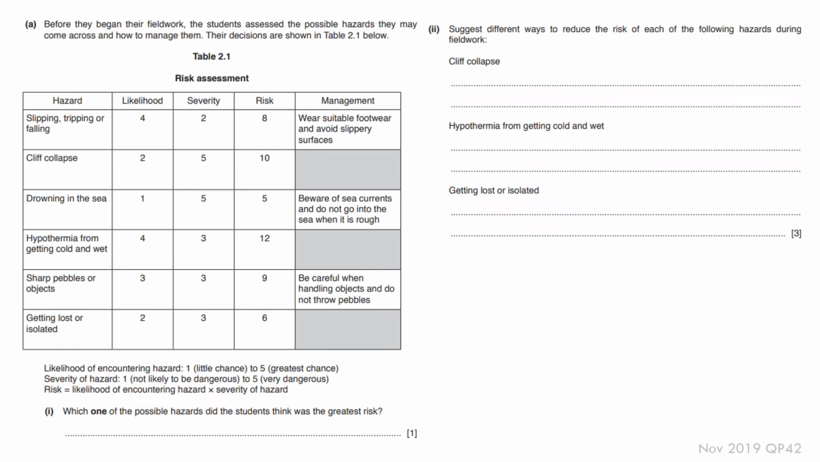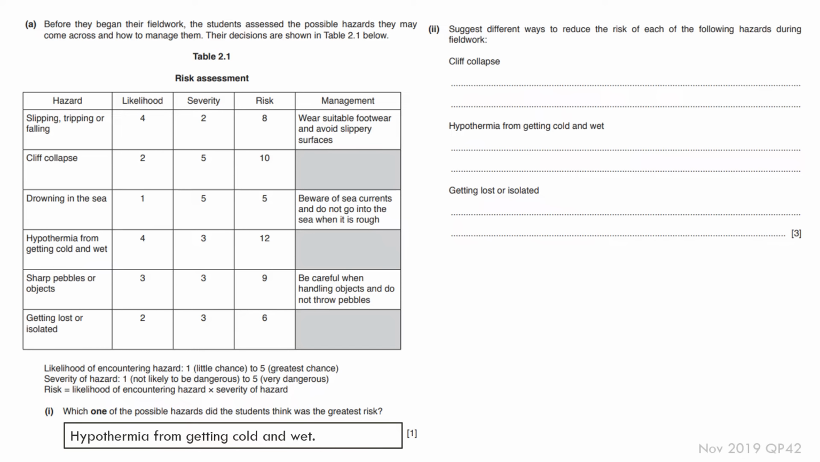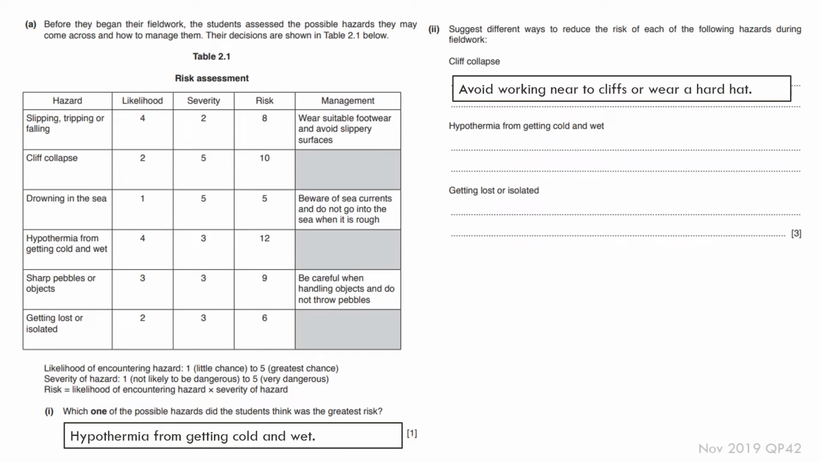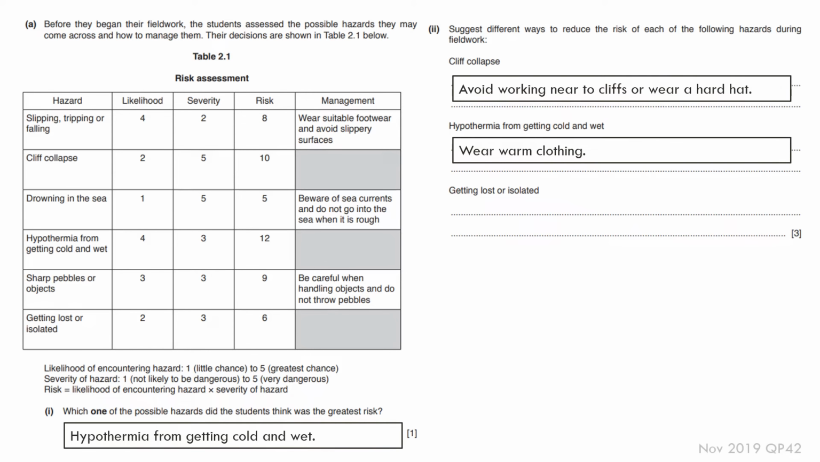Which one of the possible hazards did students think was the greatest risk? Well, which is the highest number? Hypothermia from getting cold and wet. Write out the whole of that hazard, so please make sure you do. And then for the different ways to reduce risk: cliff collapse, quite straightforward. Don't walk near a cliff or work underneath a cliff, or wear a hard hat. Hypothermia, well, warm clothing. Getting lost or isolated, stay in a group, have a mobile phone.